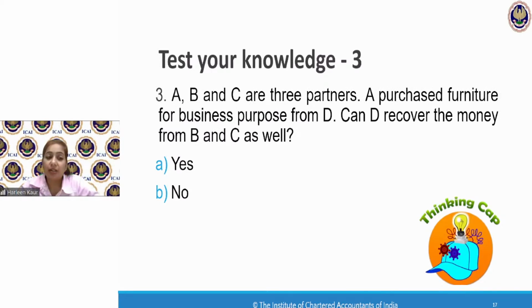Okay, now this is very interesting. A, B, C are three partners. A purchased furniture for business purpose from D. So who has gone to the market? A went to the market. He made all the efforts and he purchased the furniture for the business from D. So D is the supplier. Now he said, my money is not received. So he came to the firm and can he recover the money from B and C as well? Yes or no? And why also? Why? Yes, fine.